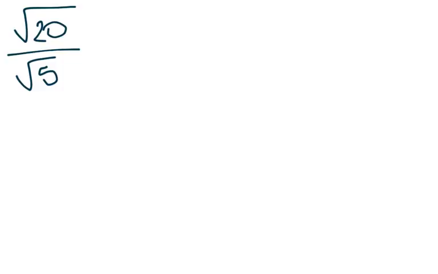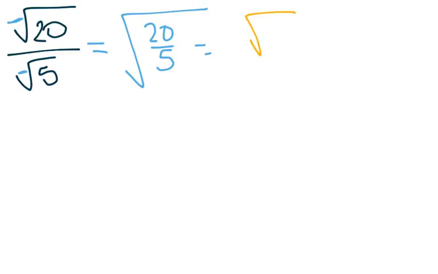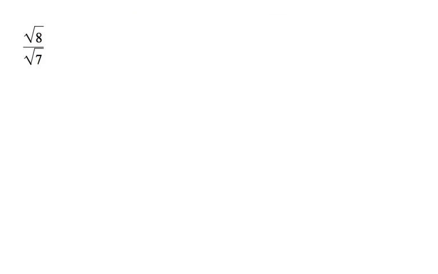When we are dividing radical expressions, again, as long as the indices are the same, which they are in this case, we simply divide the radicands by each other. So this is the same as saying the square root of 20 over 5, which equals the square root of 20 divided by 5, which is 4, and the square root of 4 is 2. Let's look at one final example.